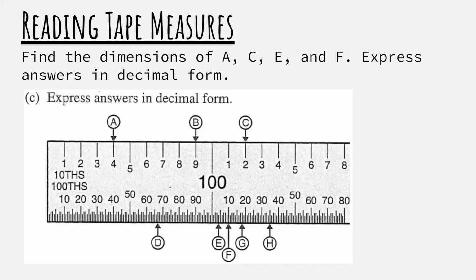All right, our last tape measure, this one is going to be in tenths for the top and hundredths for the bottom. So we are told to express our answers in decimal form. If I look at where measurement A is located, I'm at 4/10. 4/10 is going to be expressed as 0.4 as a decimal. For C, we are at 1 2/10 of an inch, so 1.2 in decimal form.